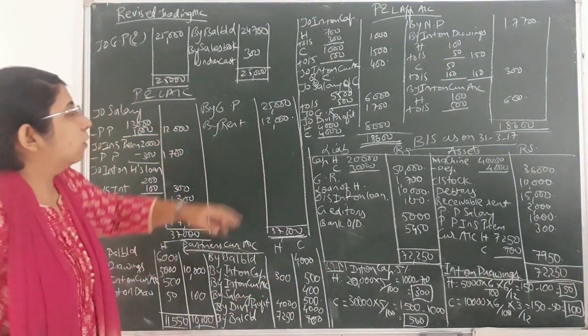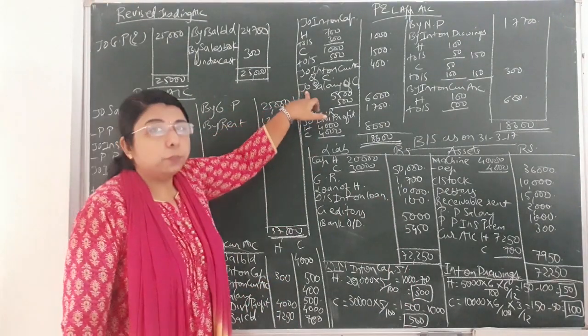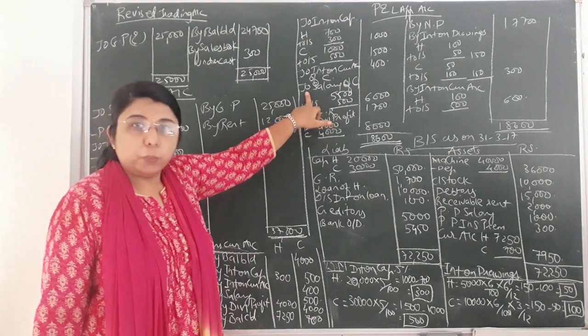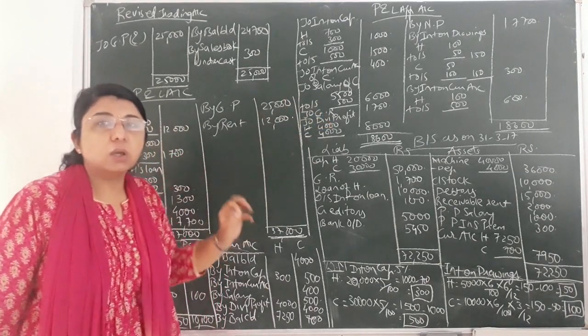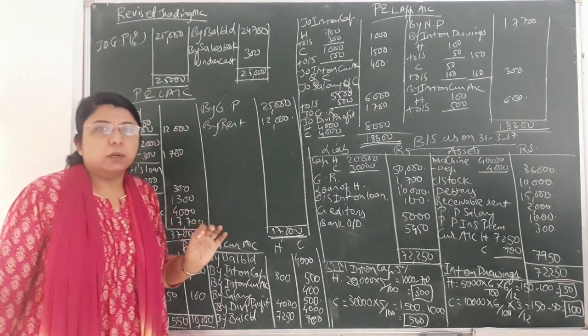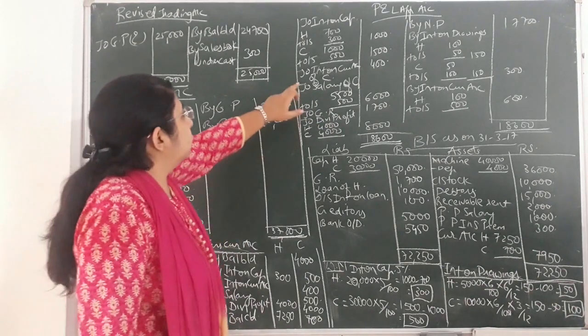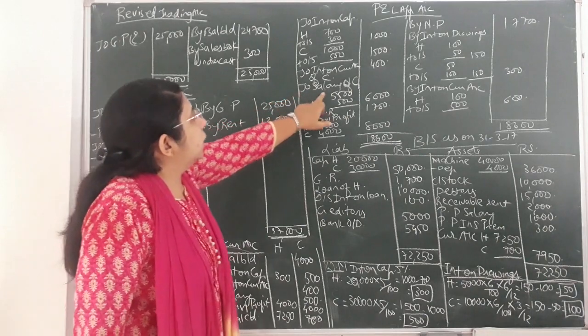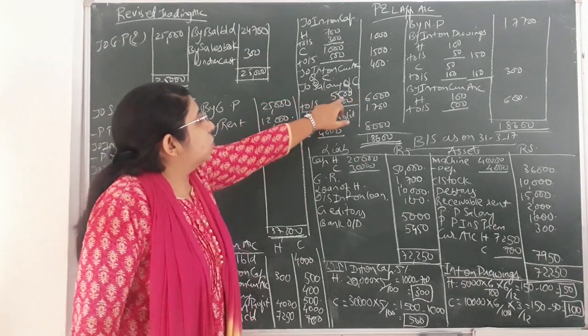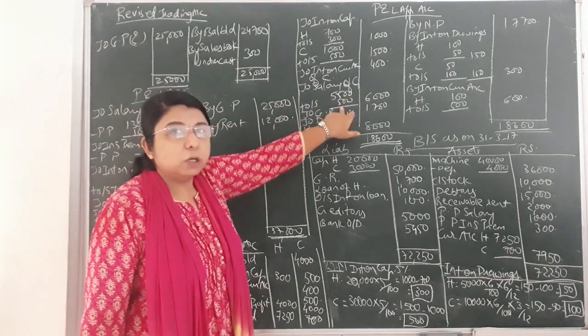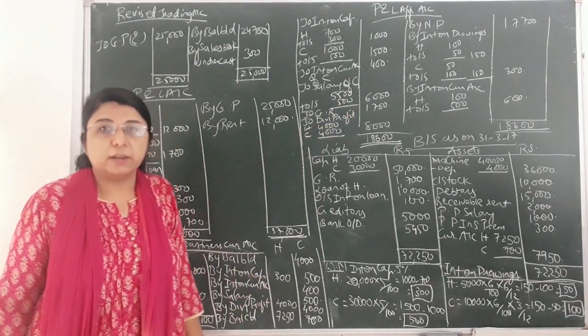Now salary of Chaya, you can see, is related to partners, so it will be shown in the P&L appropriation account. Any kind of salary, bonus or commission related to a partner will be shown in the P&L appropriation account, not in the P&L account. So salary of Chaya, that is 5,500, I have written in the inner column because there is an adjustment, outstanding salary of Chaya.